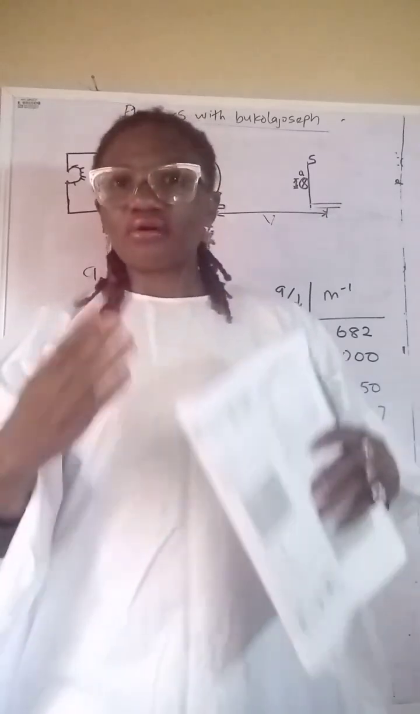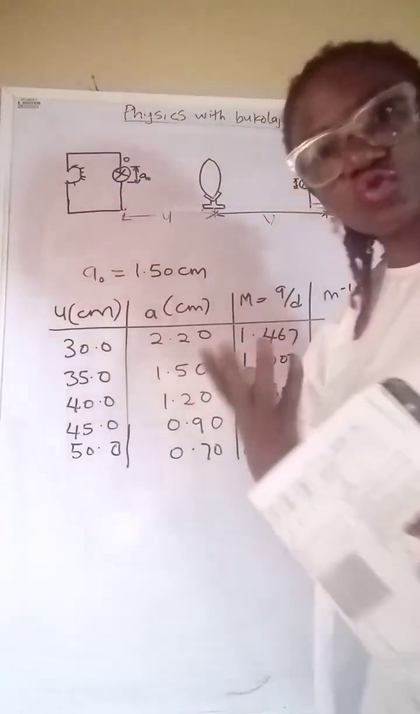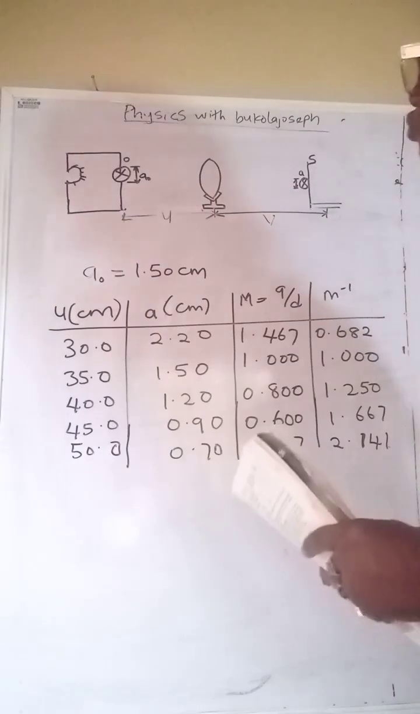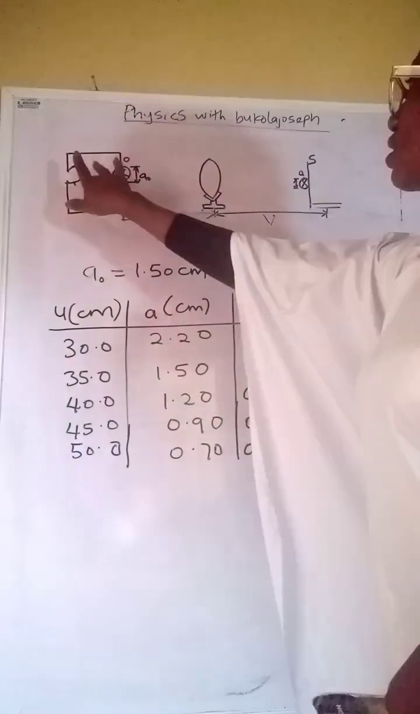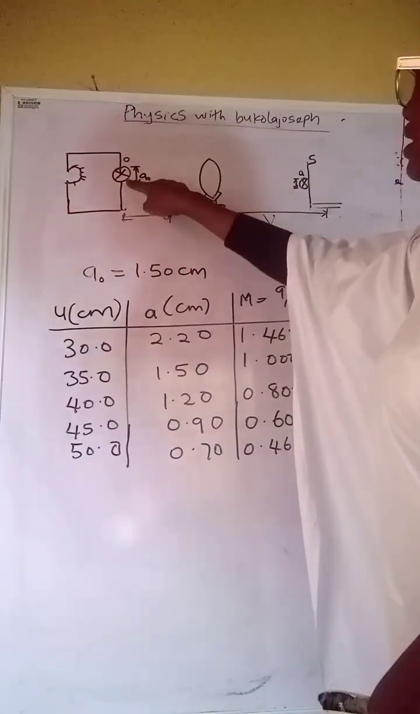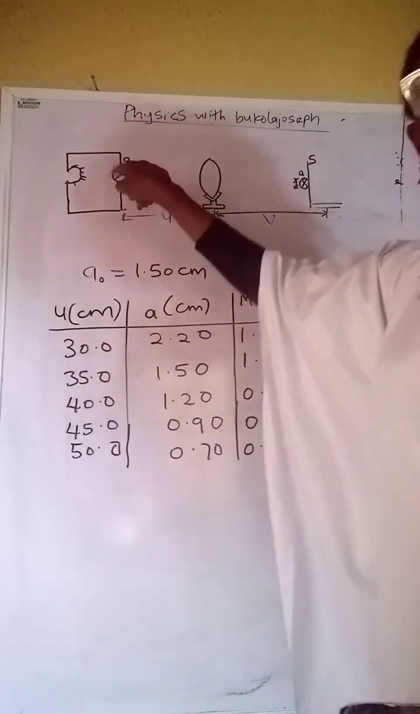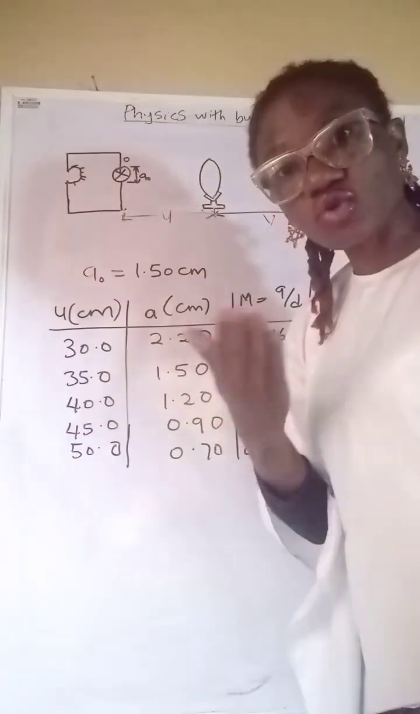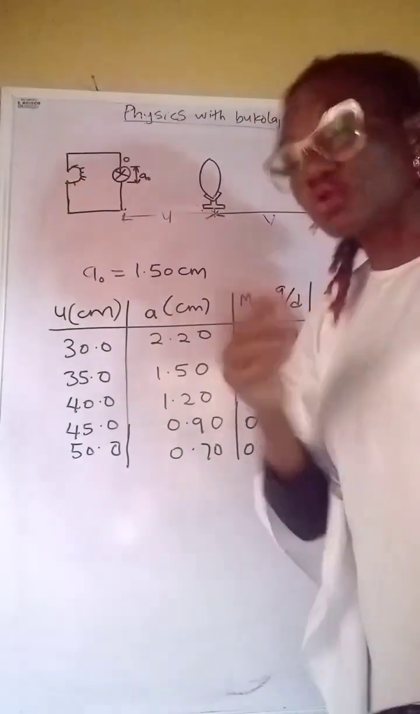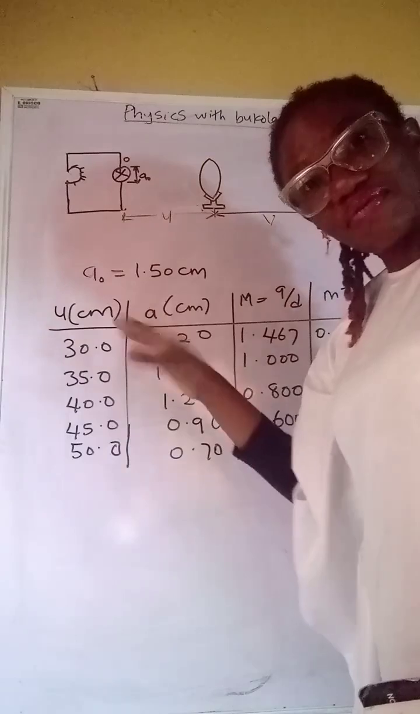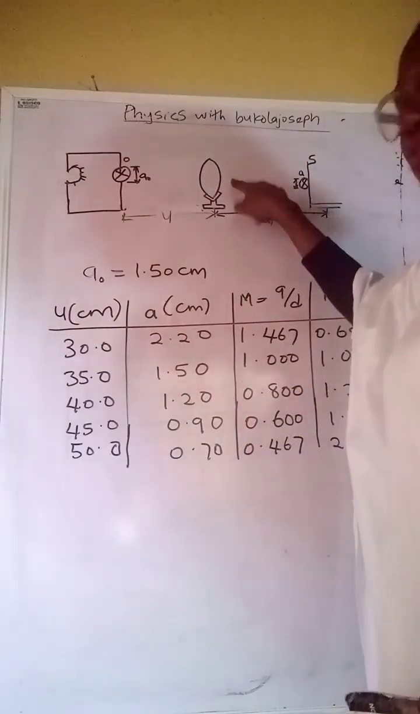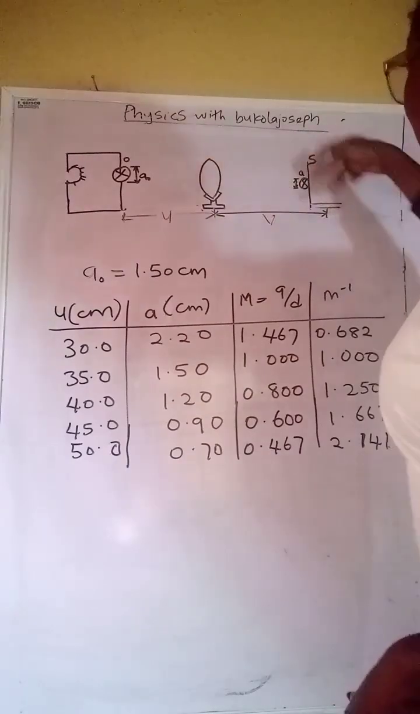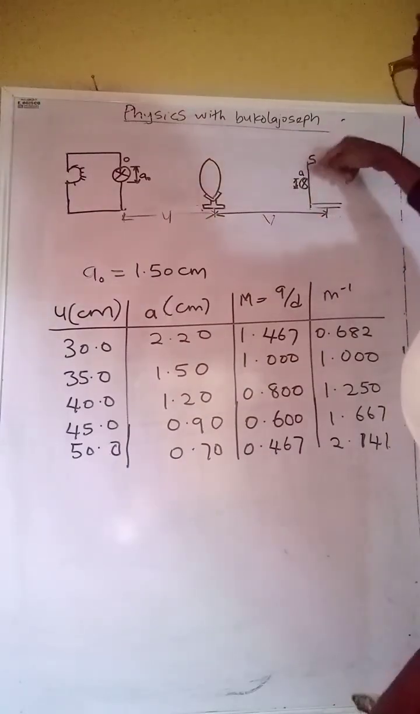For this experiment you are going to be given the following apparatus: a ray box with illumination in it, and then a cross wire, or maybe an optical pin, to serve as the object. Then you'll be given a converging lens, and this is the screen.